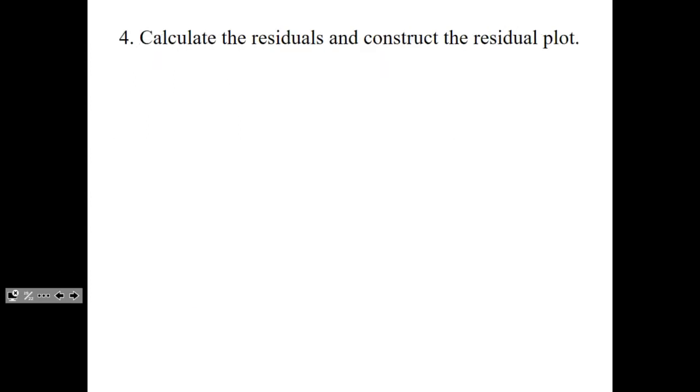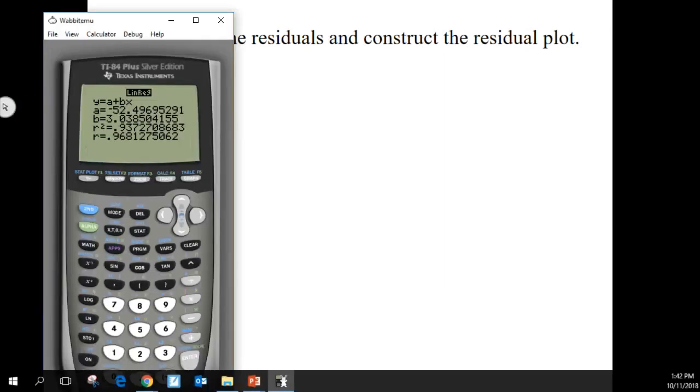Right. Calculate residuals and construct the residual plot. Well, we haven't done this one by hand. We said the calculator's been doing it for us, and we could just get it in the list. But we can actually calculate them also. Let's pull up our calculator. Let's take a look at this.